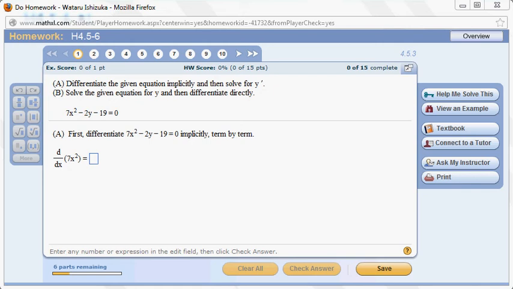Okay, let's look at the homework 4.5, 4.6, number 1. So part A, we want to find the derivative using implicit differentiation. And for part B, we're going to do explicit differentiation. So let's do that.